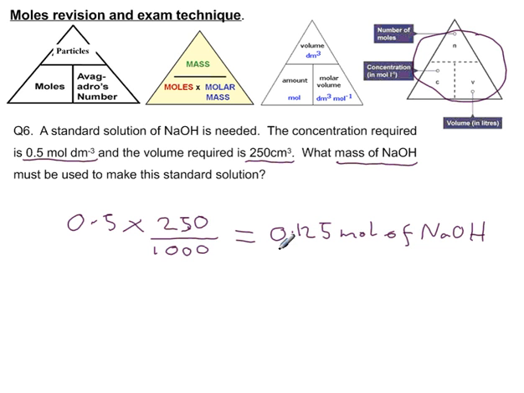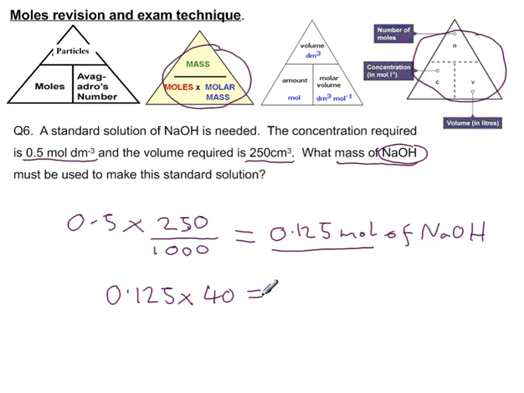Now we've got the number of moles, and earlier we said we have got the molar mass, so now we can use this equation to work out the mass. To work out the mass, it's the number of moles multiplied by the molar mass for sodium hydroxide, which is 40. So the final answer is 5 grams.